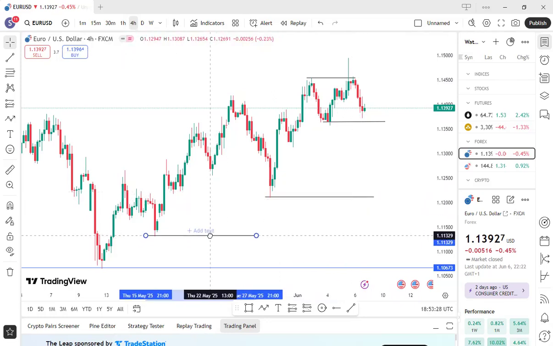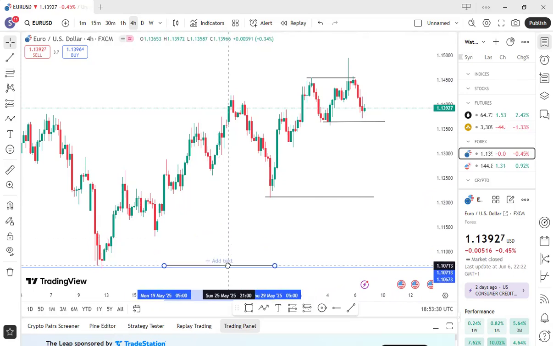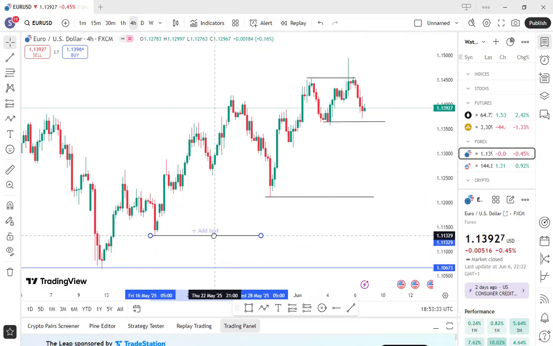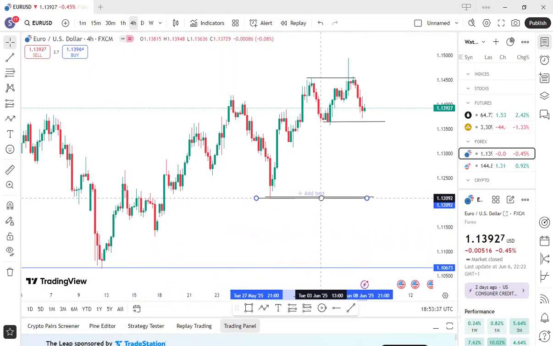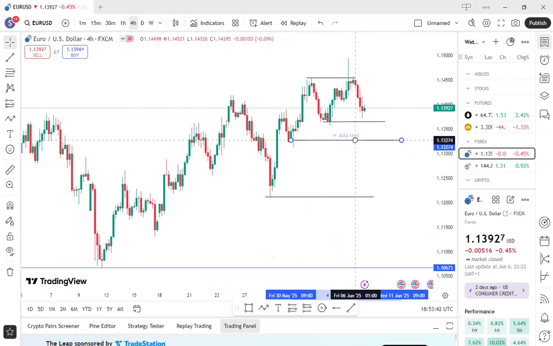I won't consider this as a very strong low as well. Instead, this low. This is another key zone, but I'll consider this low. Once this low is broken, you'll notice price will be trending all the way to this particular low. I'll not consider this.